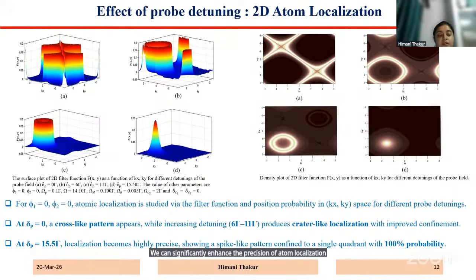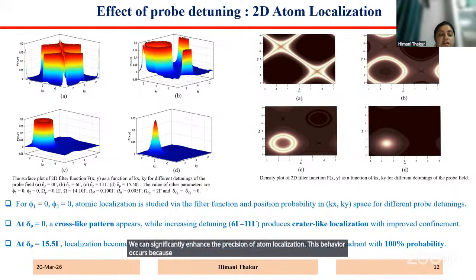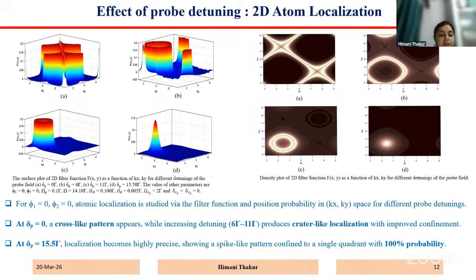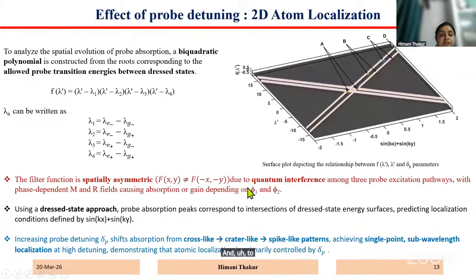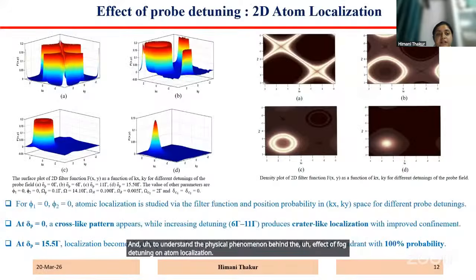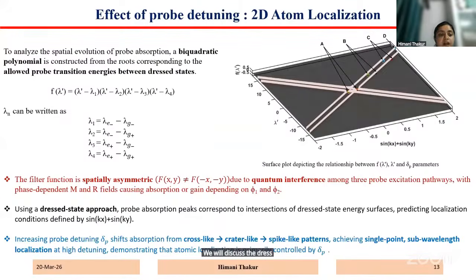This behavior occurs because detuning changes the resonance condition between dressed states, which shifts the absorption maxima in space. Now, the second figure defines the density plot with the same parameters. And to understand the physical phenomena behind the effect of probe detuning on atom localization, we will discuss the dressed state analysis.